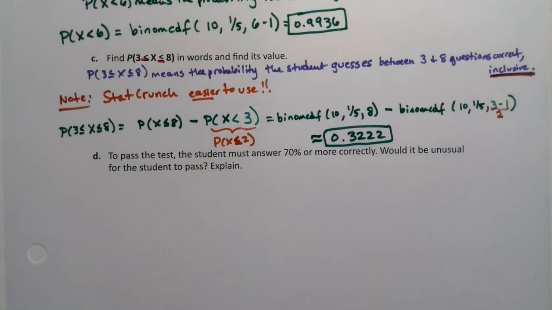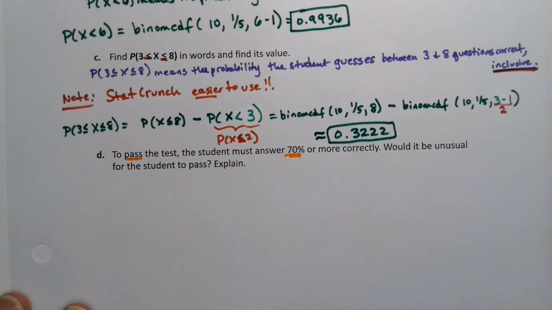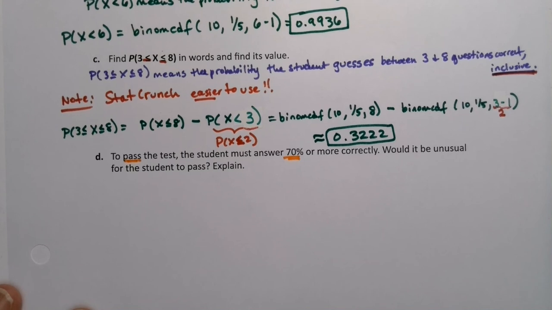All right, last but not least, to pass the test. Passing is good. So the student wants to pass the test. They have to get 70% or more correct. Well, how many questions would that be? And then would it be unusual to pass?